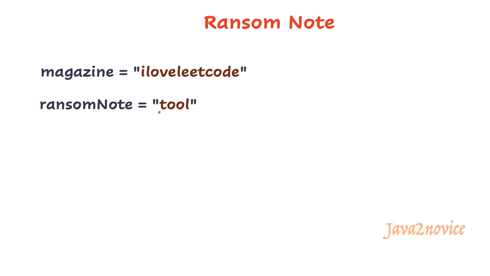Here in "tool", T is the first character. In the magazine, we can find T here. We can use this character. O is the next character. We can find O here. We can use it. Again, O is the next character in "tool", but here we cannot use this. It is already in use. So we have to check the next character. We can find another O here. We can use it. The last character is L. We can find L here. We can use it. Based on this, we can construct ransomNote using the magazine string. Return true in this case.